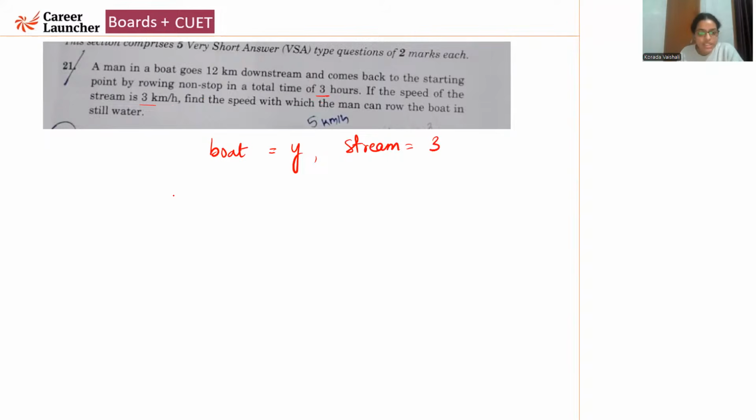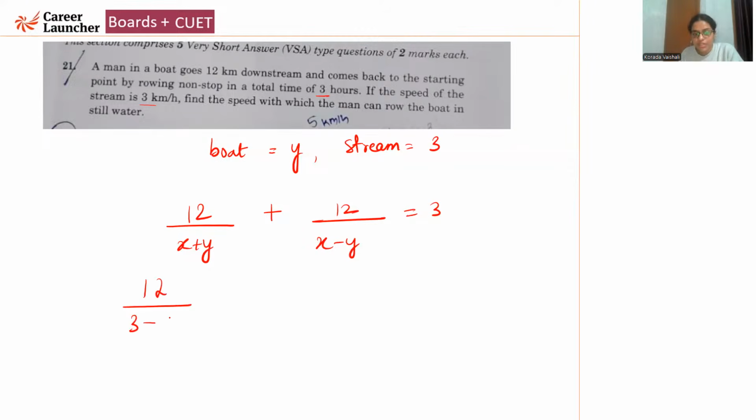So it means the total time taken is given to you. So the equation is going to be 12 divided by x plus y in the denominator because I'm considering the downstream speed. And total time means I'm going to add 12 divided by x minus y. And this total time is going to be equal to 3. Now let's substitute the value. So this is the value. I hope this is the equation that you might have got while solving the question, right?